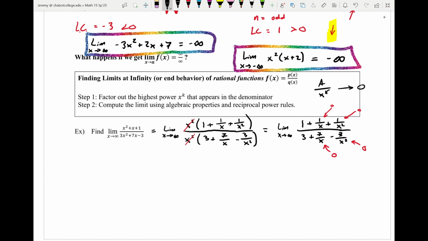So when I actually evaluate the limit, everything's going to go to 0 except for that 1 in the numerator and that 3 in the denominator. So this limit is just equal to 1/3.